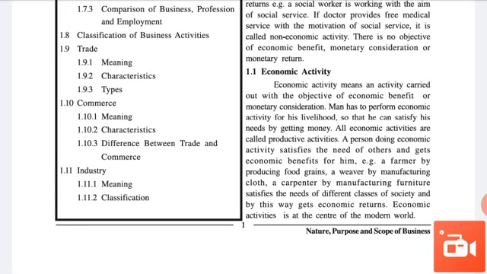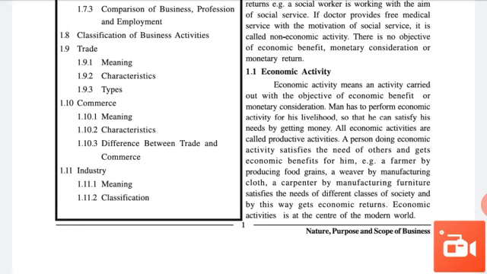Explanation in detail about economic activity. So, you should write the definition or meaning in the examination. Start with the first line of this paragraph. Economic activity means an activity carried out with the objective of economic benefit or monetary consideration. This point you can write in the examination as a definition or meaning. Man has to perform economic activity for his livelihood so that he can satisfy his needs by getting money.